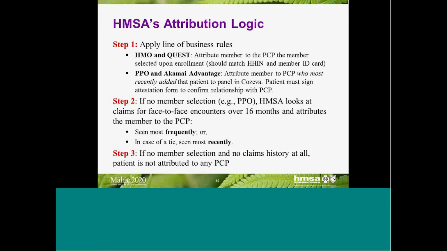Of course, the patient must also sign the attestation form and have it faxed to HMSA for HMO, Quest, and Akamai. If the member has not selected a PCP upon enrollment, such as with our PPO members, then we'll use a claims algorithm to derive the PCP assignment. We look at claims for face-to-face encounters over the past 16 months and attribute the member to the PCP who was seen most frequently, or in the case of a tie, was seen most recently. And lastly, if a member hasn't selected a PCP or hasn't had any visits, there is no attribution.